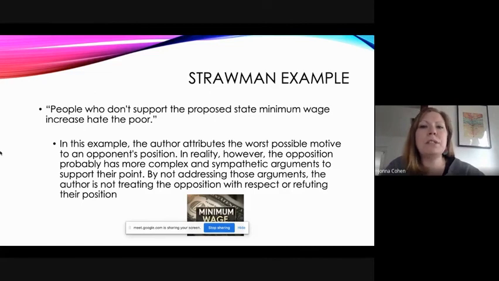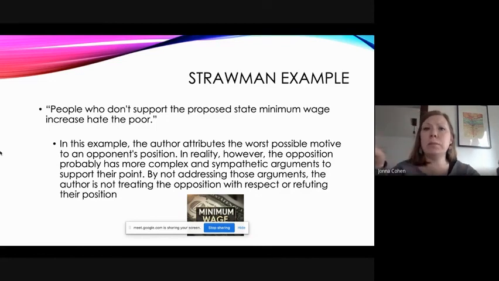People who don't support the proposed state minimum wage increase hate the poor. So we have a minimum wage. Right now it's only $7 an hour, but people make this minimum wage, and the argument is people who don't support increasing that amount must hate poor people. In this example, the author attributes the worst possible motive to the opponent's position. In fact, it's probably much more complicated than that, but if they make it that simple, then they're able to knock down that argument easier, right?